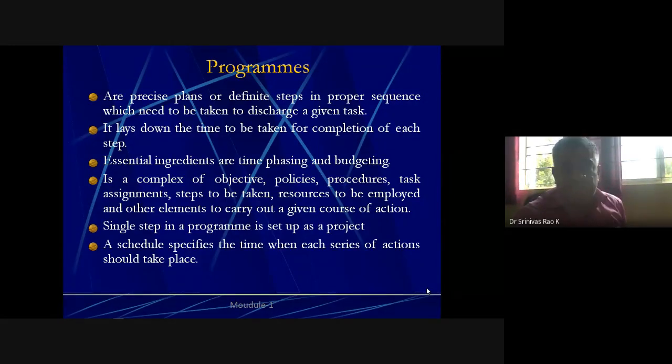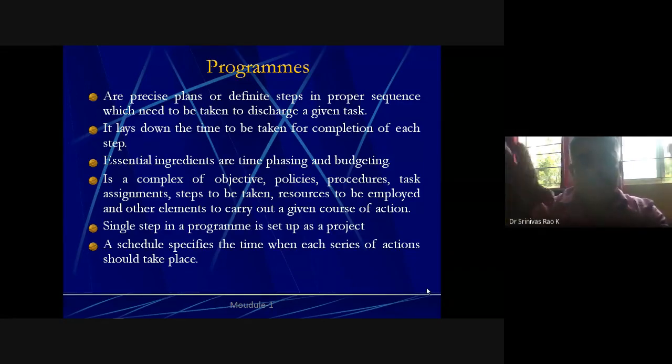So you make a program. What would be my program? A list of the program: first I'll do this, then this, then some song will be played. Something like that. All that is a definite step in proper sequence which is to be taken to undertake the task.